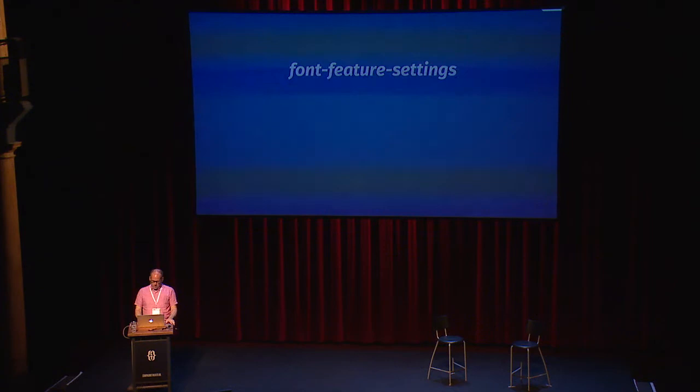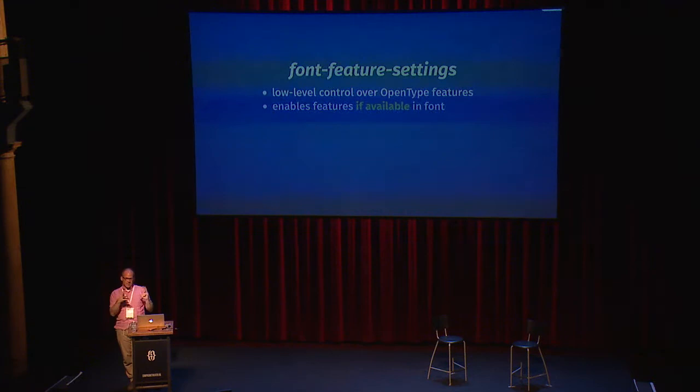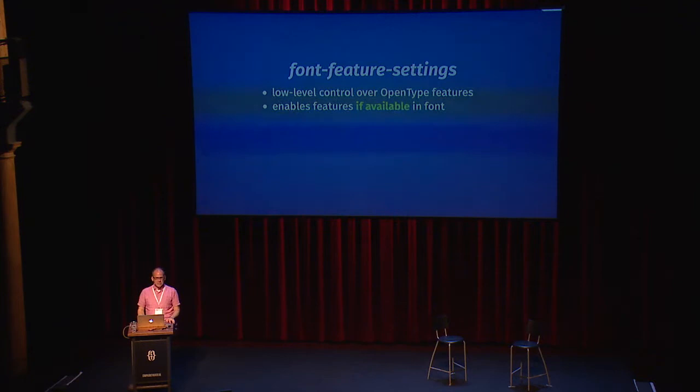And that's through the font-feature-settings property. This essentially gives you low-level control over OpenType features. It enables features if they're available in the font. So in other words, when the designer sat down and designed the font, he needed to put in the glyphs for a specific feature. If that feature is not available, you simply get the default glyphs. And that can be different from the way many CSS properties work, where if there's something not in the font, then the browser tries to fake it. For example, bold. If there's not a bold face for a specific font family, the browser will try and fake bold for you.